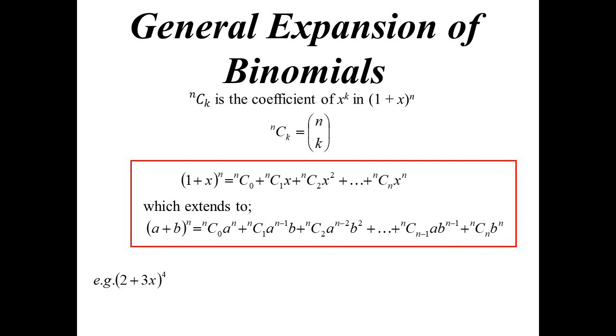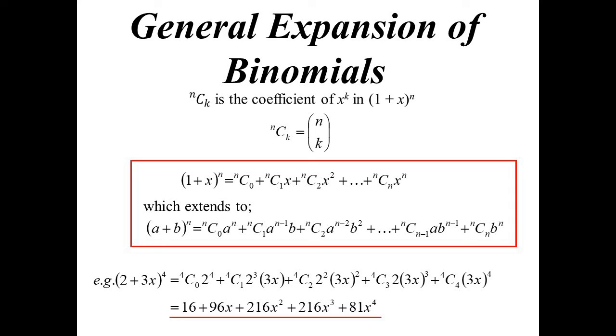So now if I wanted to do 2 plus 3x to the power of 4, although that's not a hard one to remember the coefficients, but anyway, I could say, oh, well, I know that's going to be 4C0, 2 to the power of 4, 4C1, 2 cubed, power of 2 goes down by 1, but the power of 3x now goes up by 1, it's to the power of 1, and so on, and so on, and so on. And we can work out those binomial coefficients, and there's our answer, 16 plus 96x plus 216x squared, 216x cubed, and 81x to the power of 4.